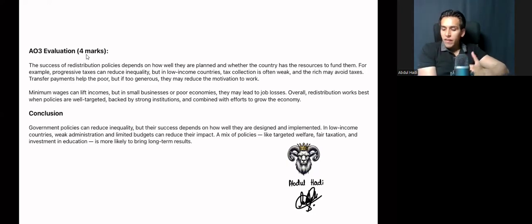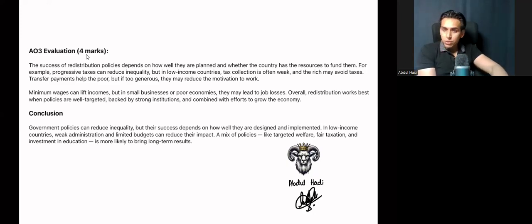If there are NGOs or if transfer payments are helping the poor, this might reduce the incentive for people to work as well. So they will be demotivated to go to work. And then we have minimum wages, which can lift incomes, but in small businesses or poor economies, they may lead to job losses. Overall, redistribution works best when policies are well targeted, backed by strong institutions, and combined with efforts to grow the economy. So, what is my conclusion here?